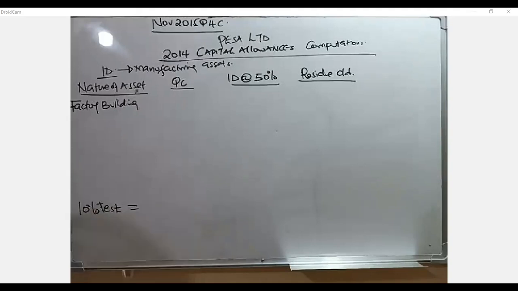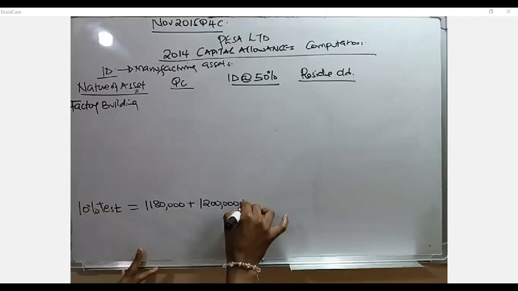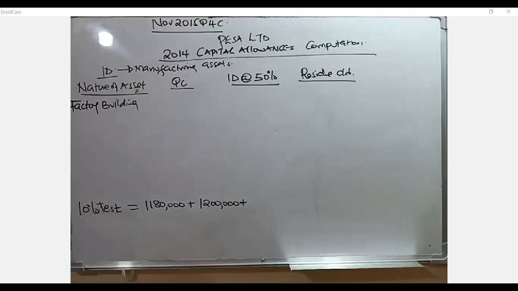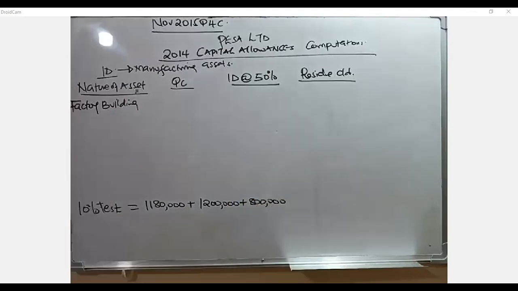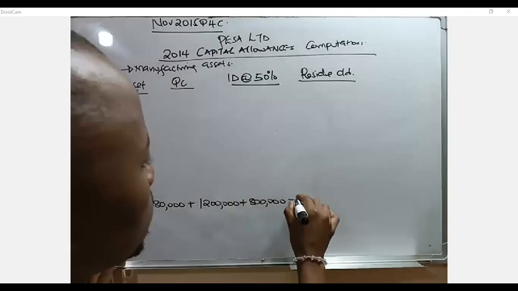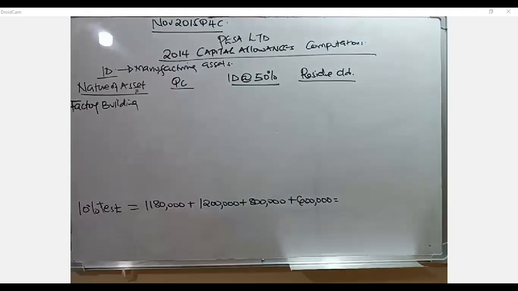So what I am supposed to do is take the total cost of the assets included in the factory building. The first one is the dwelling house, which is 1,180,000. Plus the office block, which is 1.2 million. Plus the other one given there, a shop of 800,000. Then I have a showroom of 600,000. So how much is this? I take my calculator. How much is this? Joy, how much is this?